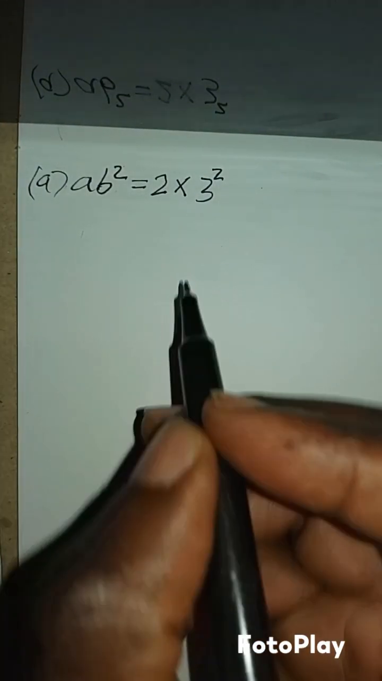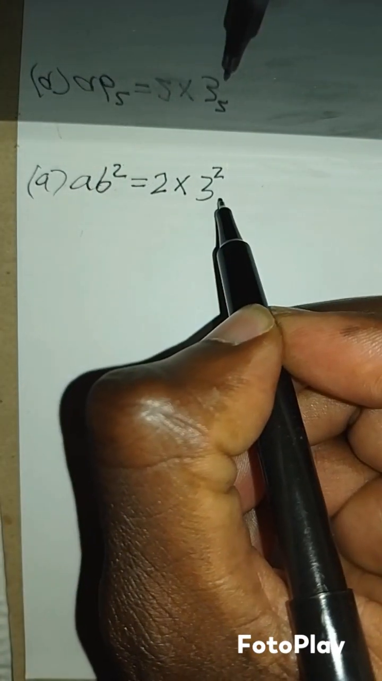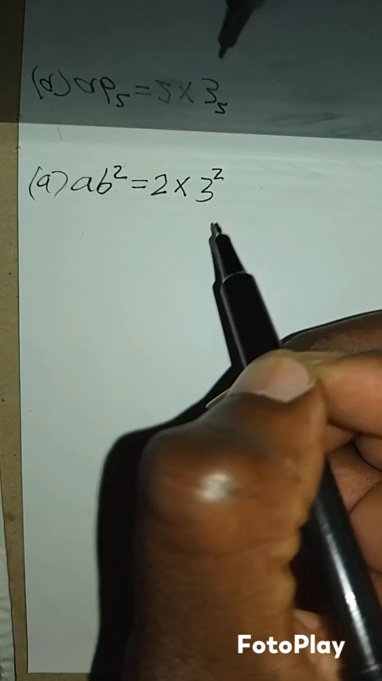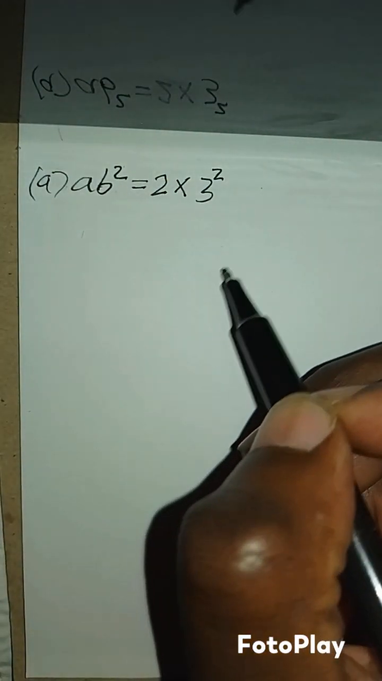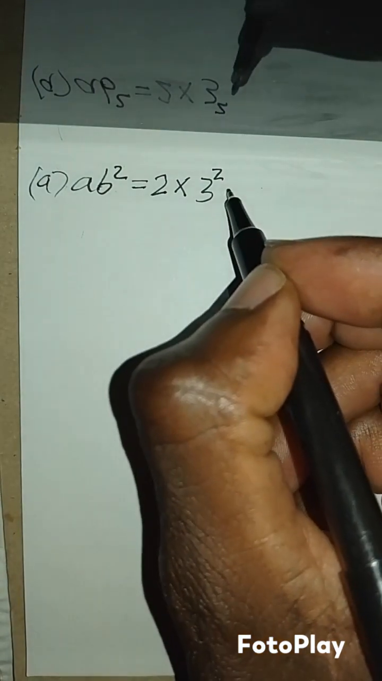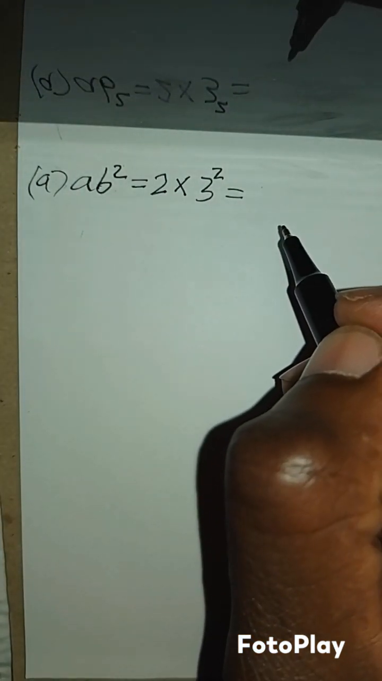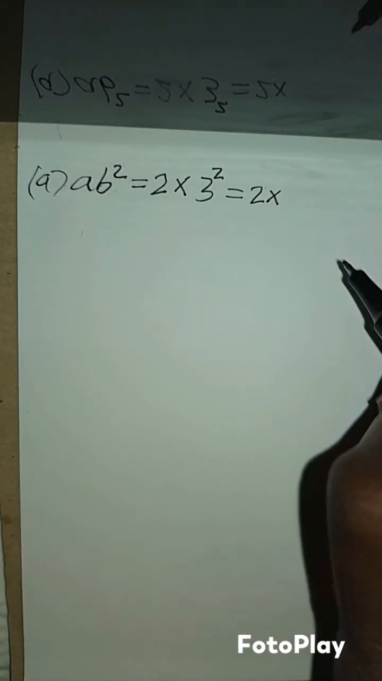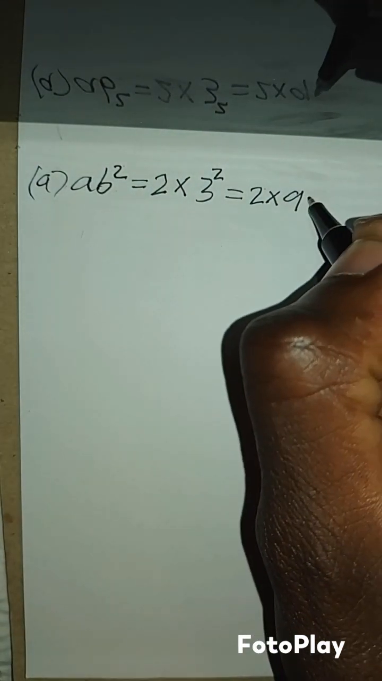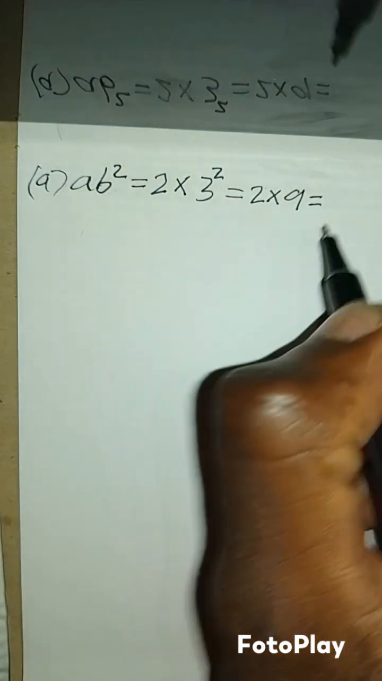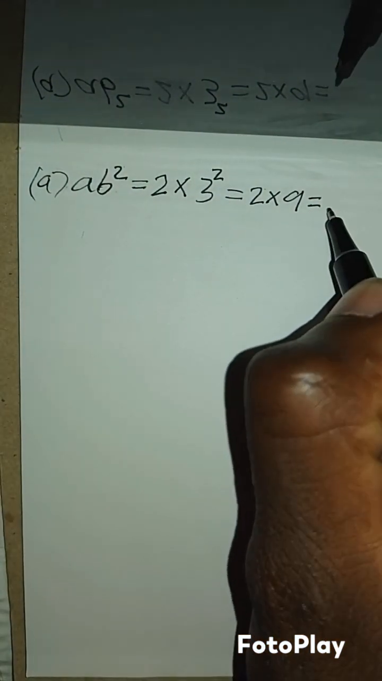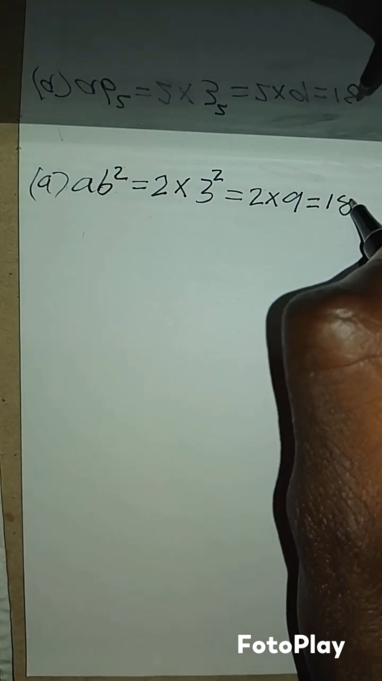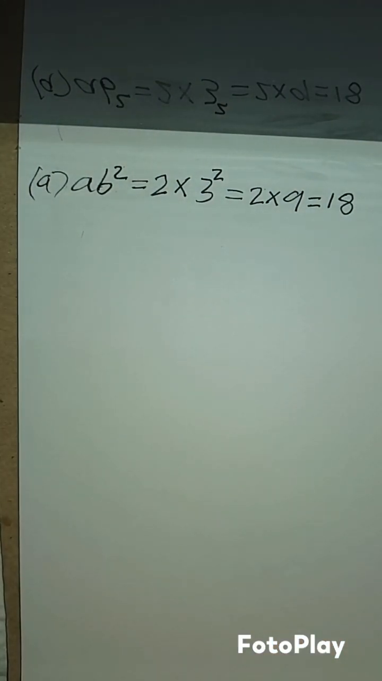Without a bracket, this to the power 2 is only applied to 3, not to 2. It's only applied to 3. So it is equal to 2 times 9, because 3 to the power 2 is 9. Are we together so far? Then here you get the final answer: 2 times 9 is 18. That is the final answer.